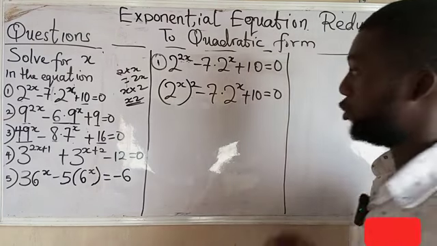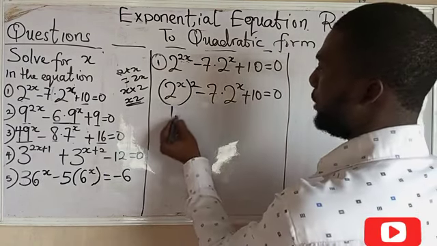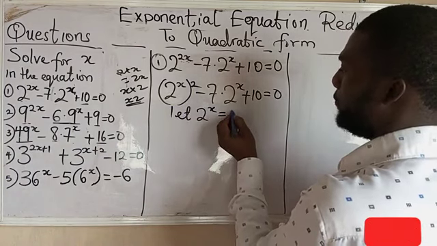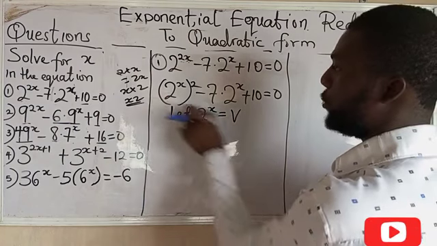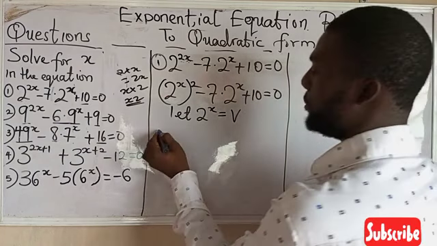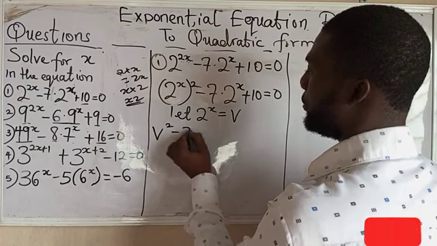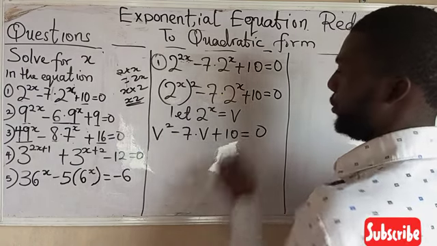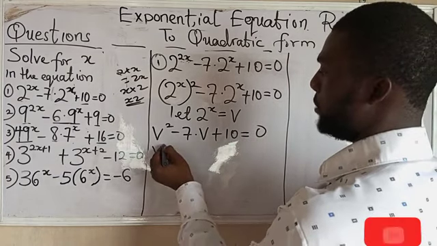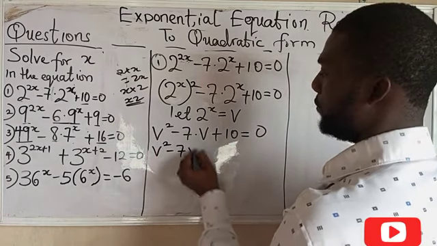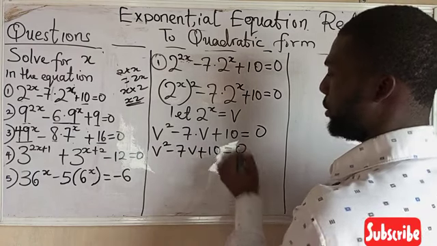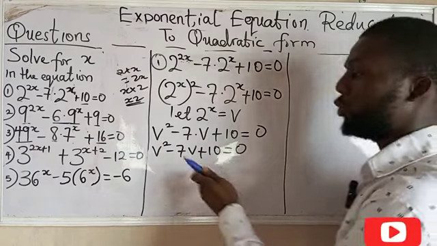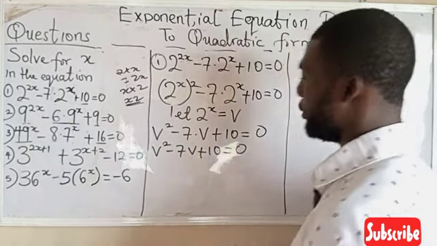Now it's beginning to make sense here. Then from here I will say let 2 raised to power x equal any letter, let's say v. Now, anywhere you see 2 raised to power x, you replace it with v. So this is v squared minus 7 dot v plus 10 equals 0. So I just multiply out, and this is simply v squared minus 7v plus 10 equals 0. Aha! So this one has now been reduced to a quadratic equation.